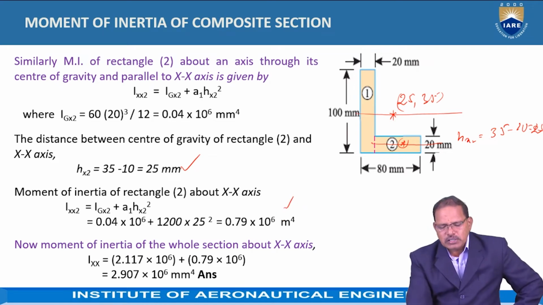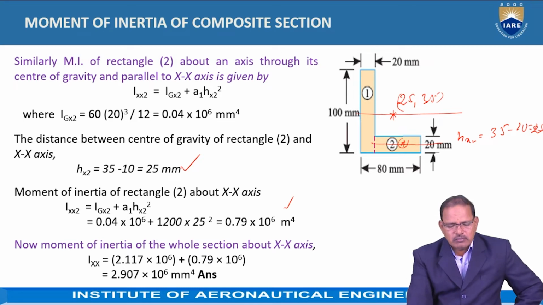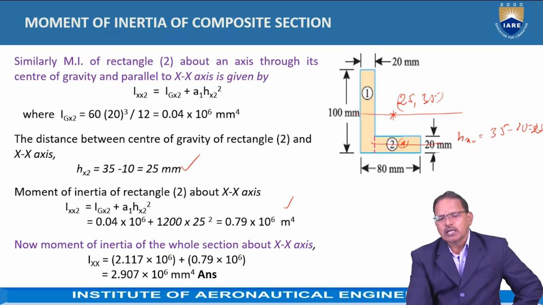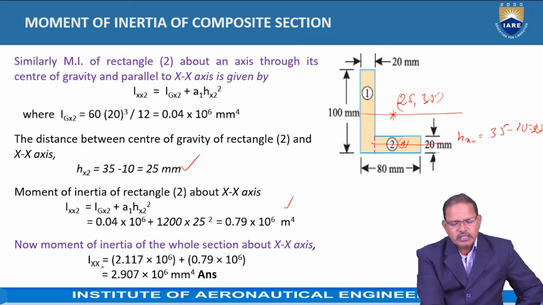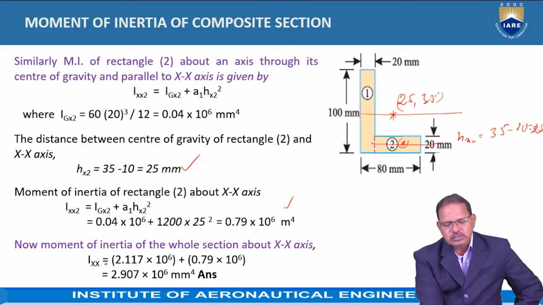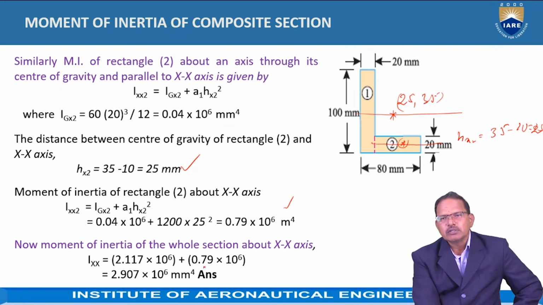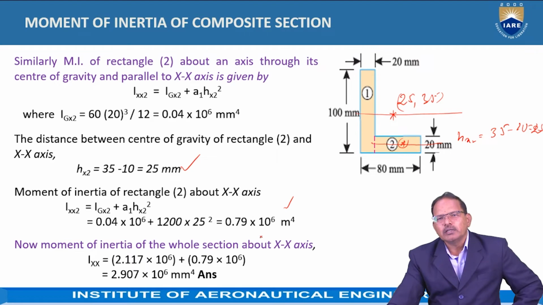So the moment of inertia of the L section about the central axis is given by the sum of the moments of inertia of each rectangle about the central axis. That means Ix is equal to Ixx1 plus Ixx2, which is equal to 2.117 into 10 to the power of 6 plus 0.79 into 10 to the power of 6, which is equal to 2.907 into 10 to the power of 6 mm to the power of 4. This is our required answer.